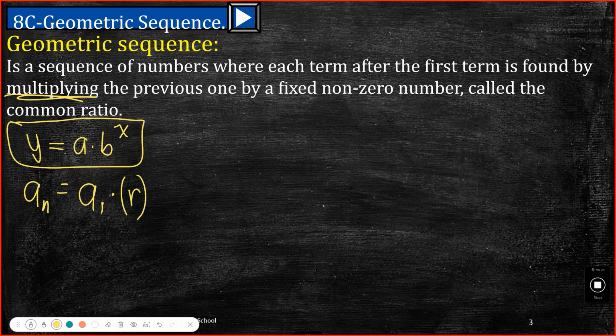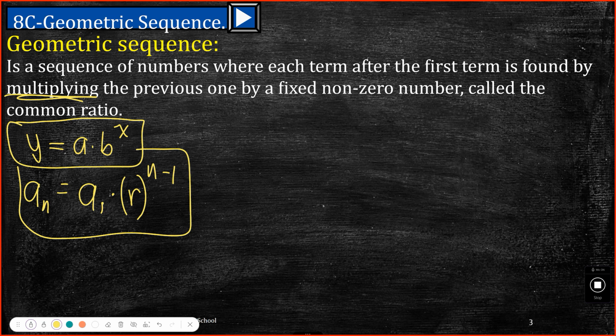And then x will become, since we would already have used a1, it's not going to be x, it's going to be n minus 1. But they are very similar. Y is a sub n. A is a sub 1. B is r. X is n minus 1.